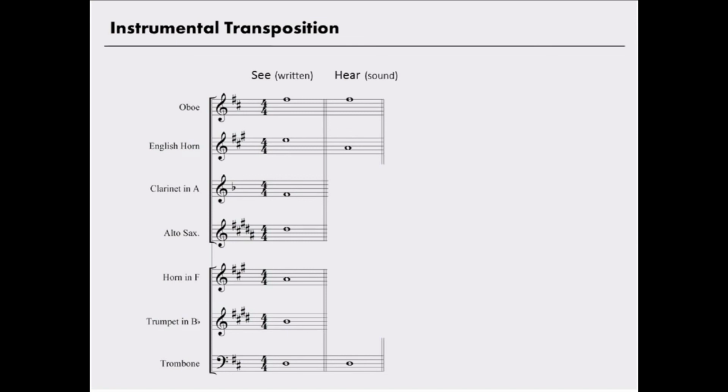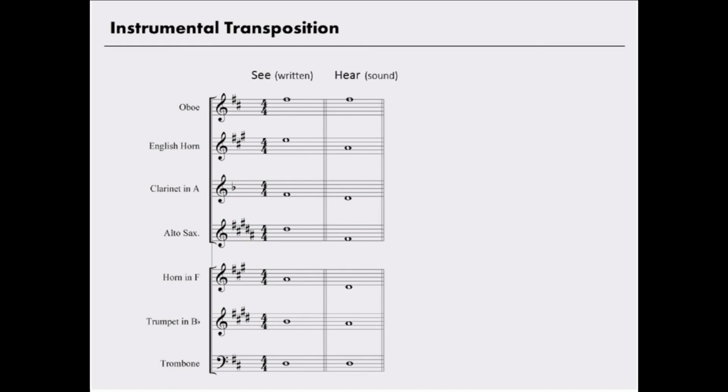Clarinet in A sounds a minor third lower than written, and so the F would sound a D. The alto sax in E flat sounds down a major sixth, and so the D sharp would sound an F sharp. Horn in F is sounding a perfect fifth lower, and so the A would sound like D. The trumpet in B flat sounds a major second lower, and so the B would sound like A. Finally, on the bottom, the trombone, the written D, would of course just sound like D. And so all that together makes a D major triad.